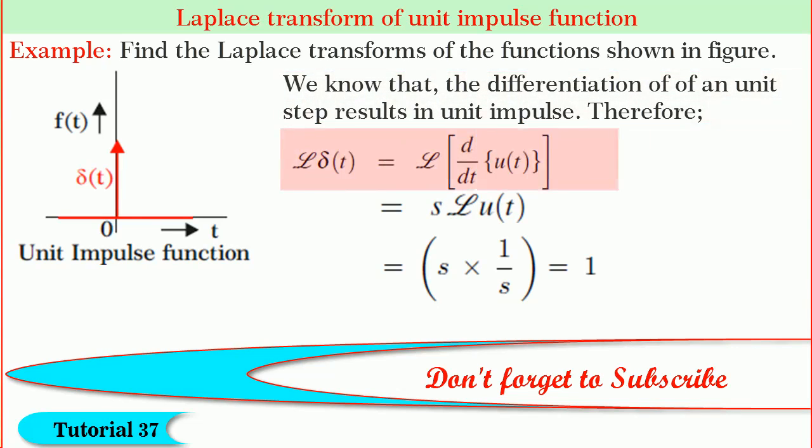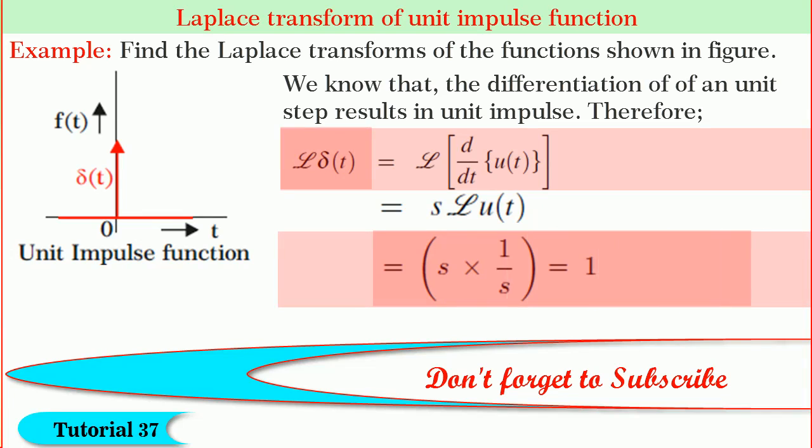So, L of delta t is equal to L of d by dt of u of t, and that is equal to S into L of u of t. You know that d by dt can be replaced by S. So, L of delta t is equal to S into 1 by S, which will give us 1.